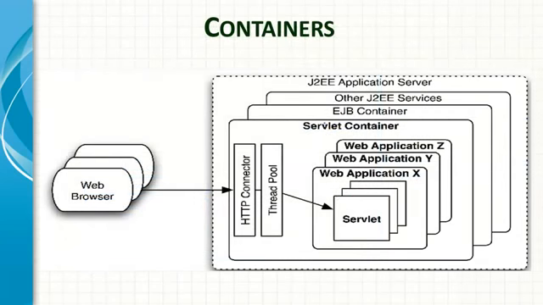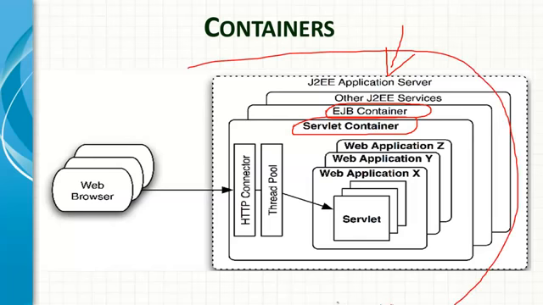We can see it's not only the servlet container that is available. For example, if you are using Tomcat, which is a web server, that will hold only a servlet container. But if you are using an app server, it may also have other J2EE services and an EJB container as well. These are all in a single server. So more than one container can live in a single server.